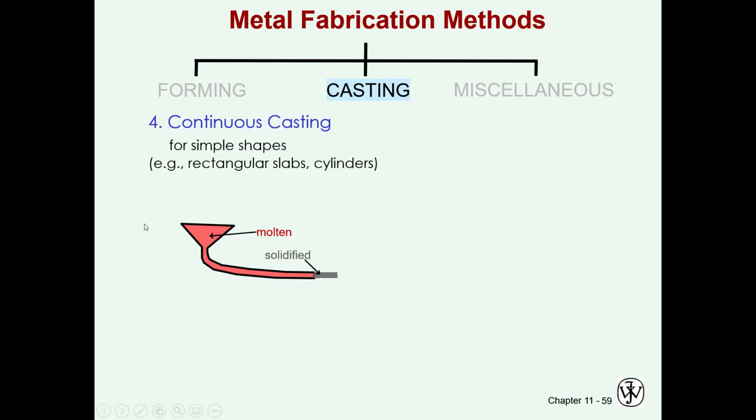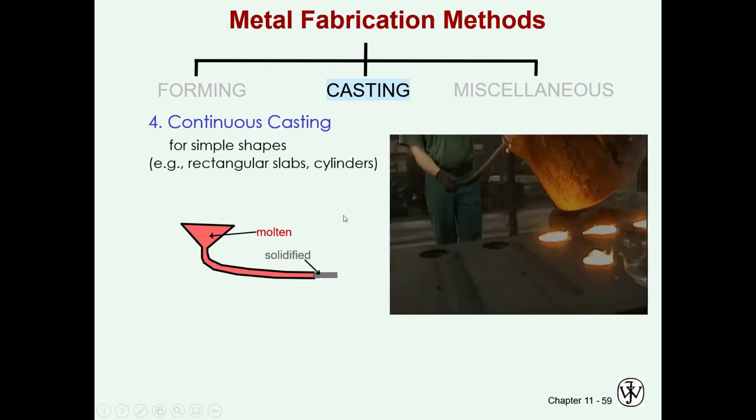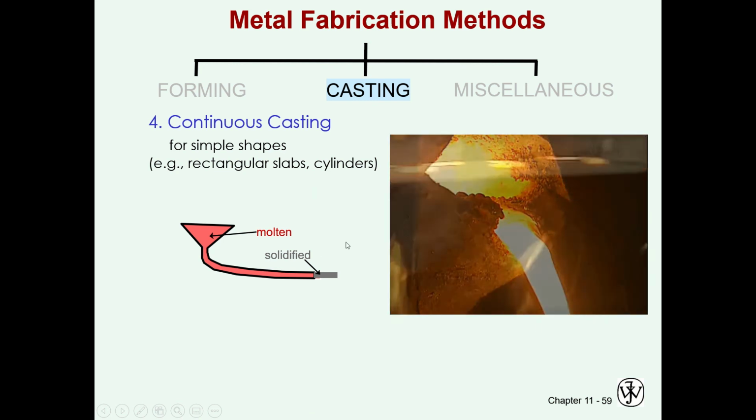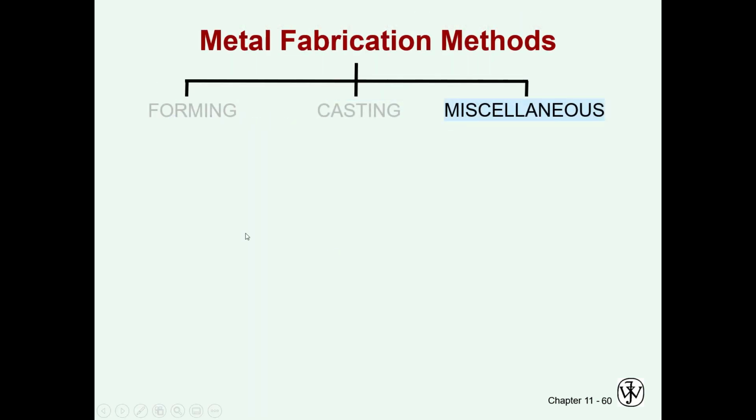So we also have continuous casting. For simple shapes, as in tabular slabs and cylinders. So just like that, that's continuous casting. So what are the other types?